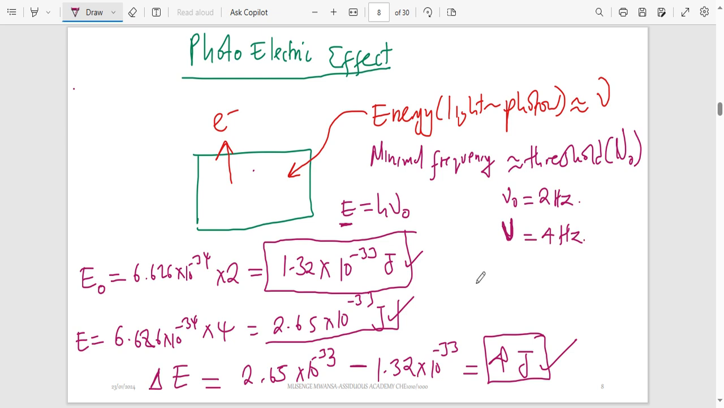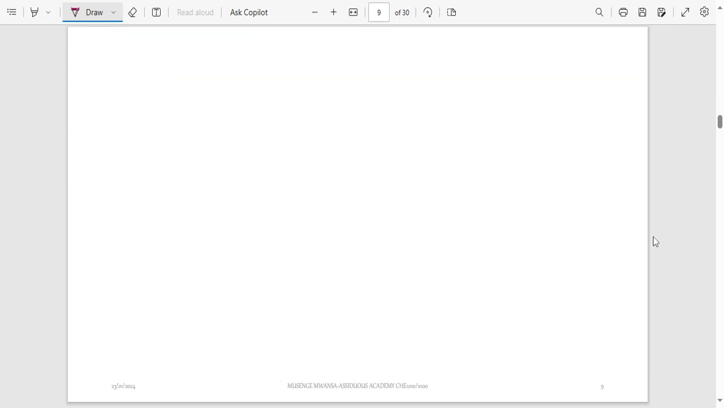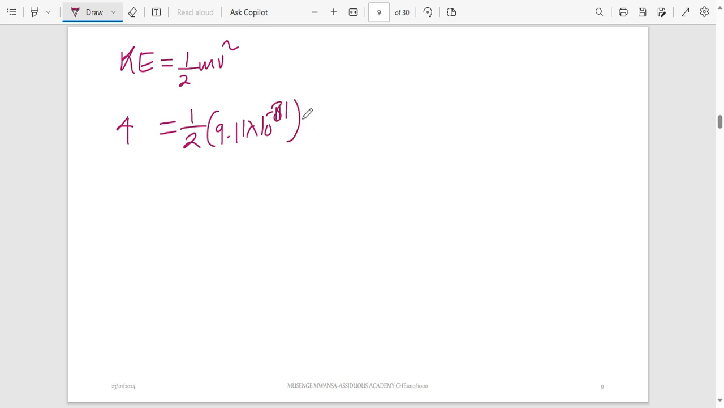The question is, what will this extra energy be used for? This extra energy will determine how fast the electrons will be able to move from the surface. So the extra energy will determine the kinetic energy of electrons. Now you know that kinetic energy is given by half mv squared. So the extra energy that we found, which is 4, will be equal to half times the mass of an electron, 9.11 times 10 to the power negative 31, times v squared. So if we make v squared the subject of the formula, we're going to have 2 multiplied by 4 divided by 9.11 times 10 to the power negative 31.